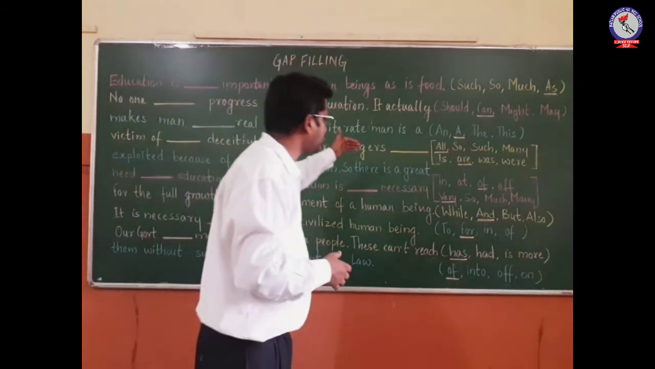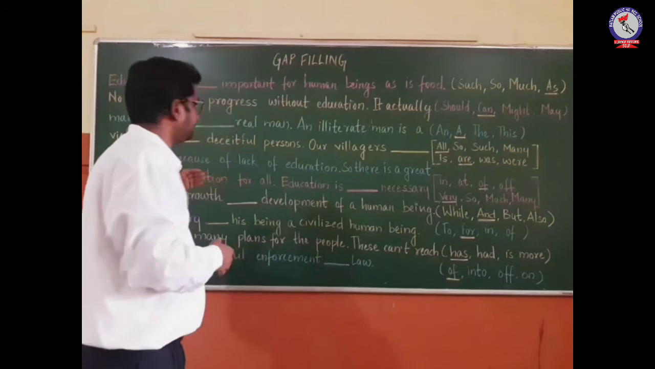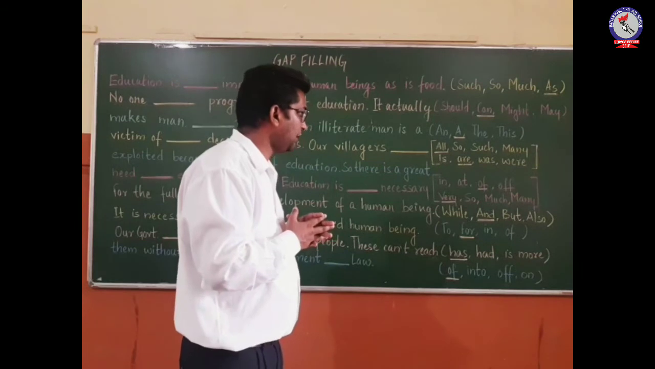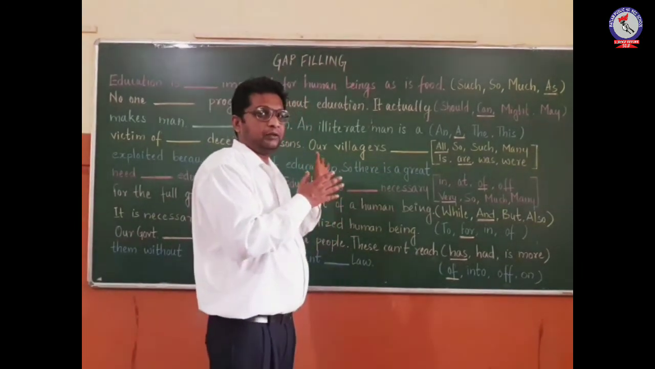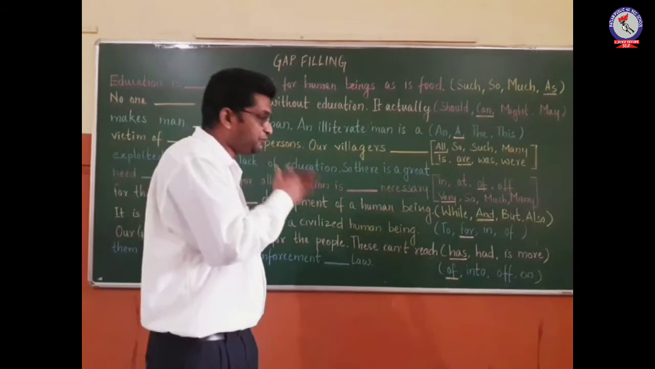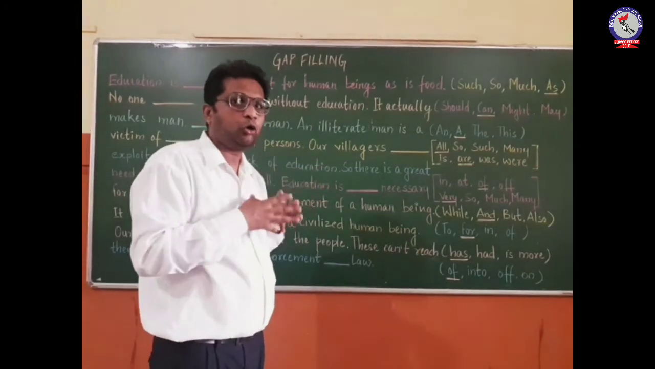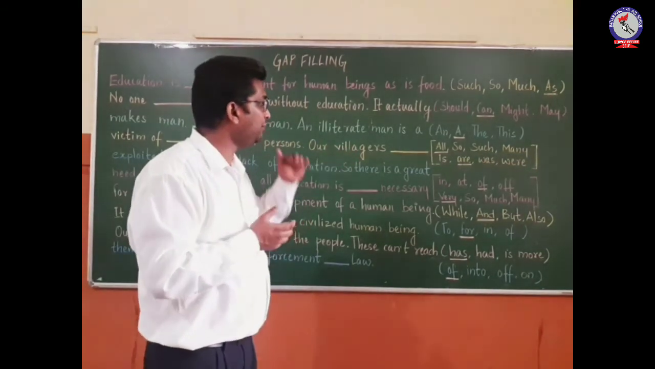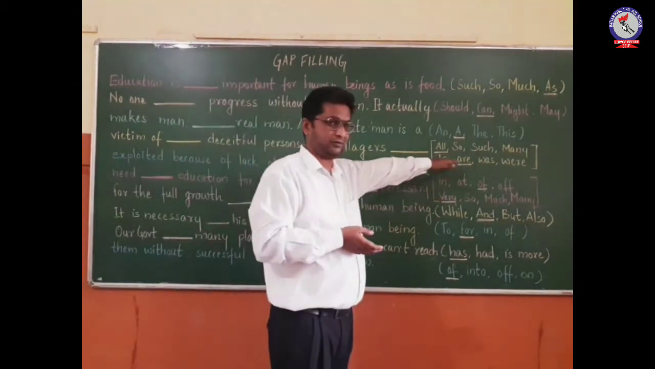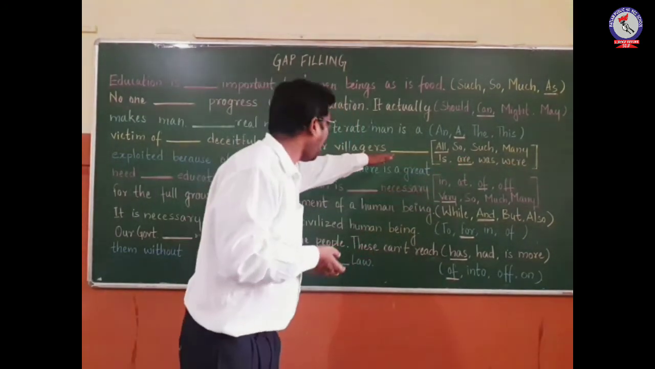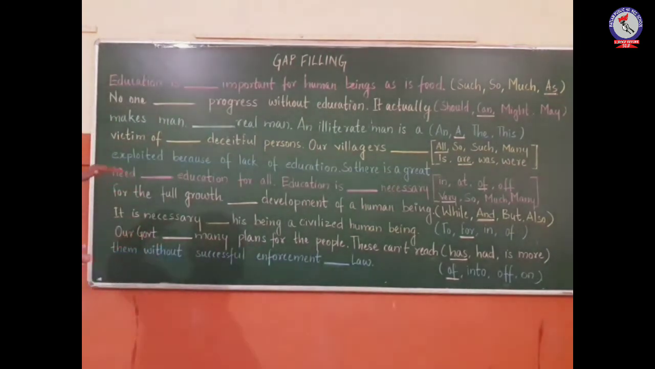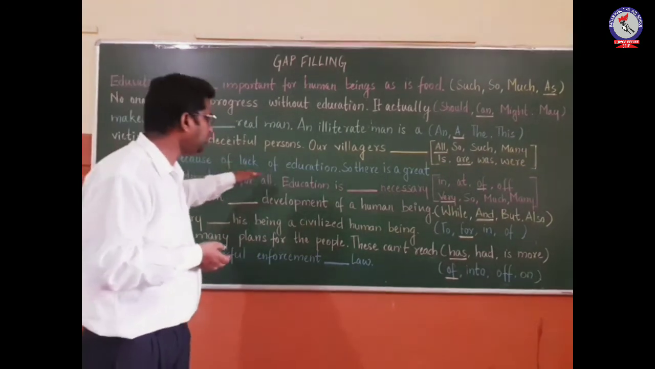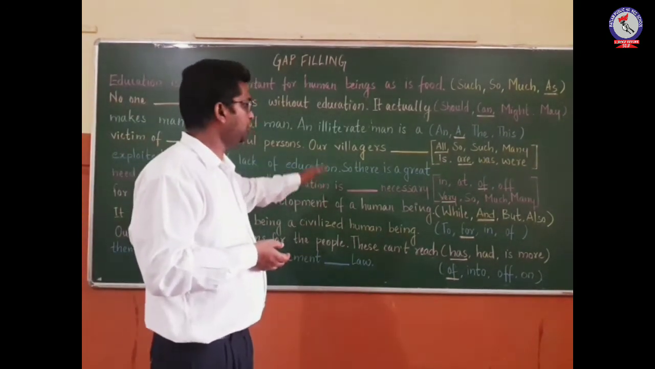Now, our villagers dash. Now see the option, that will not come. Okay. Here, in the implementation of subject and verb concord, we can see villagers. So we will make the use of are. Villagers are. We will read out the fifth sentence: exploited because of lack of education.